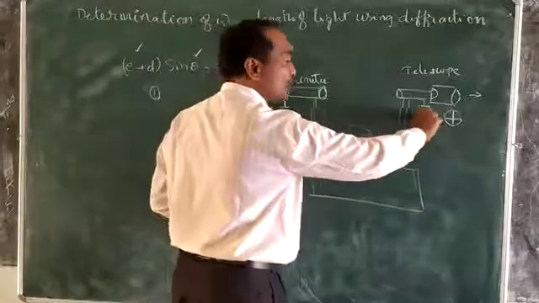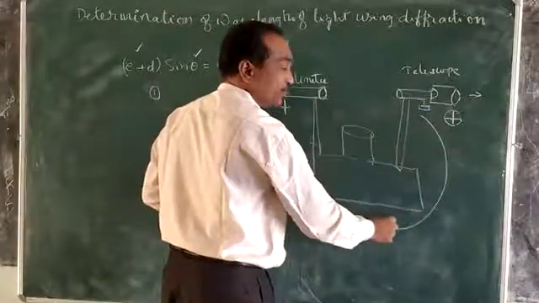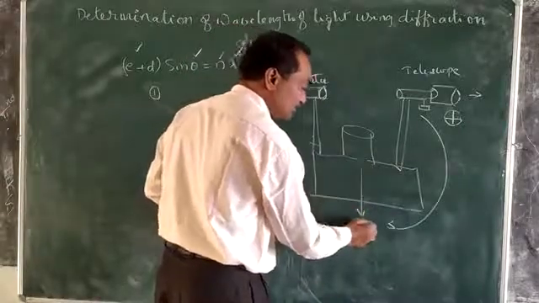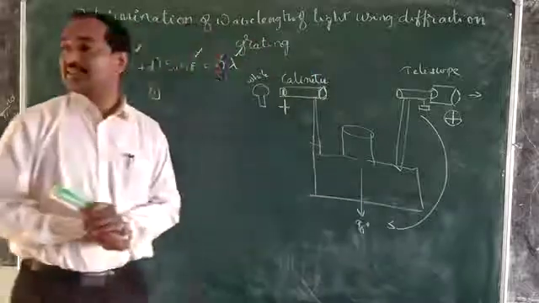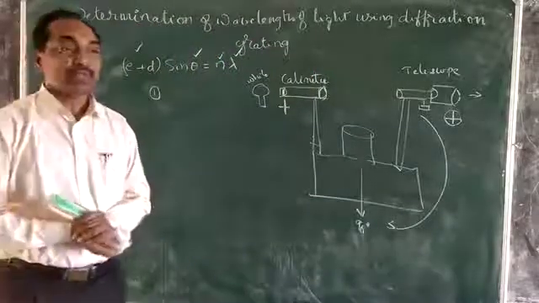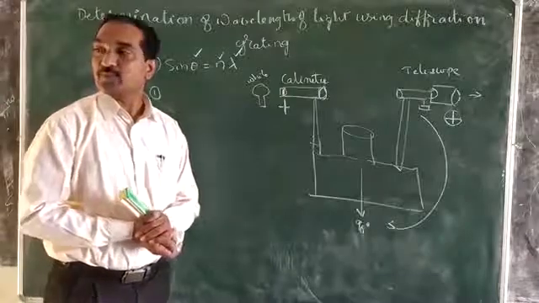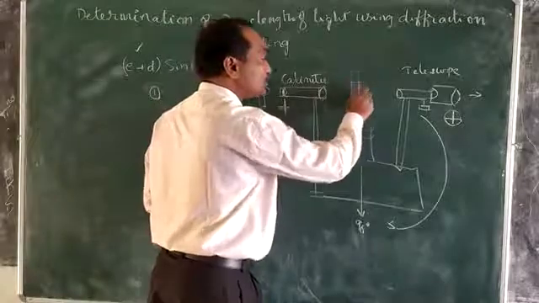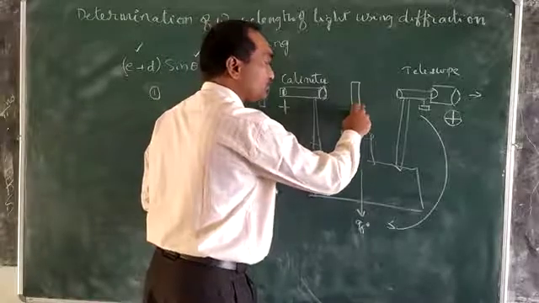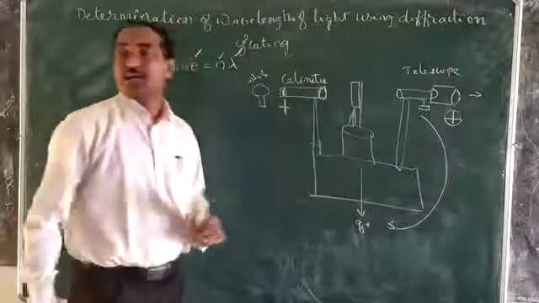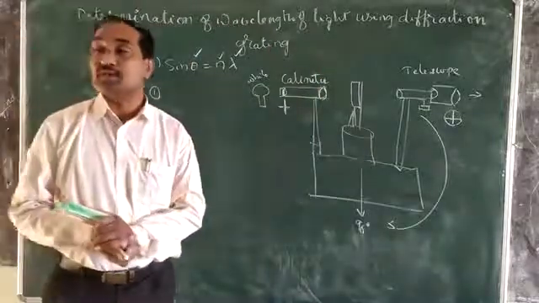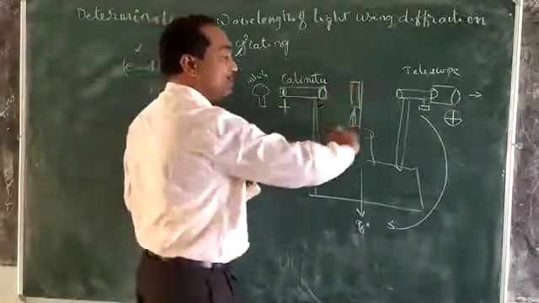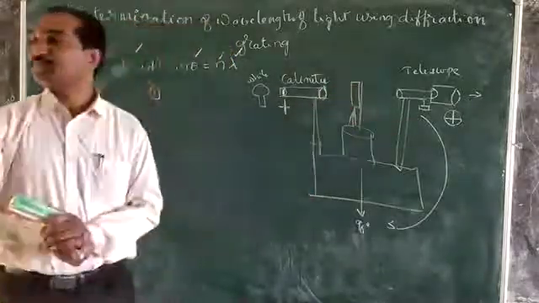thereafter this telescope will rotate through an angle of 90 degrees. Then we have to place the diffraction grating on the grating spectrometer table, that is also called the prism table, whose surface is normal to the plane of the prism table.